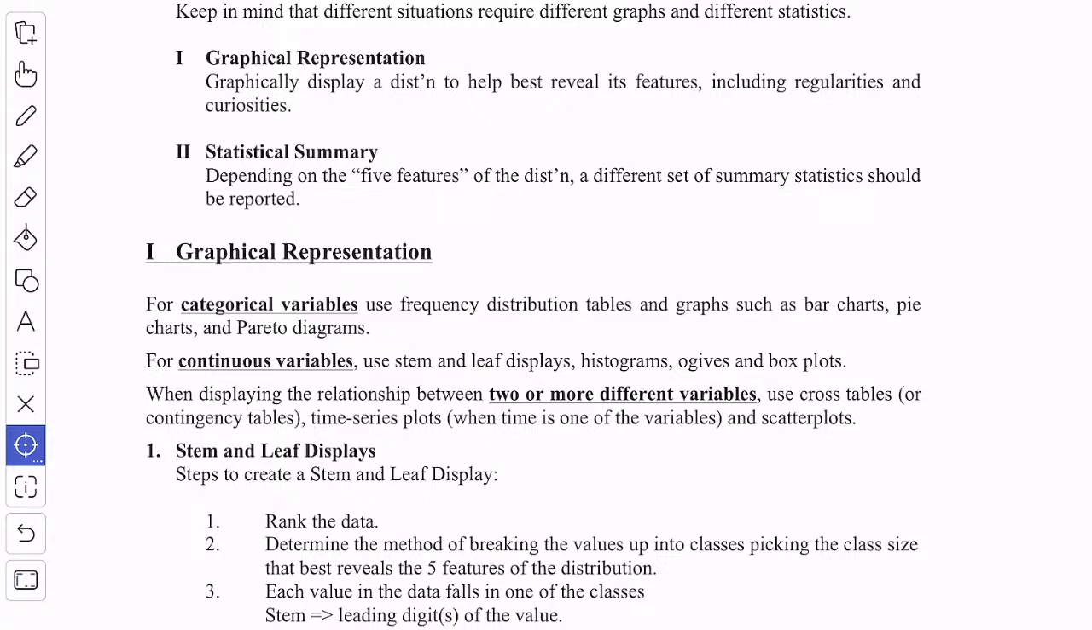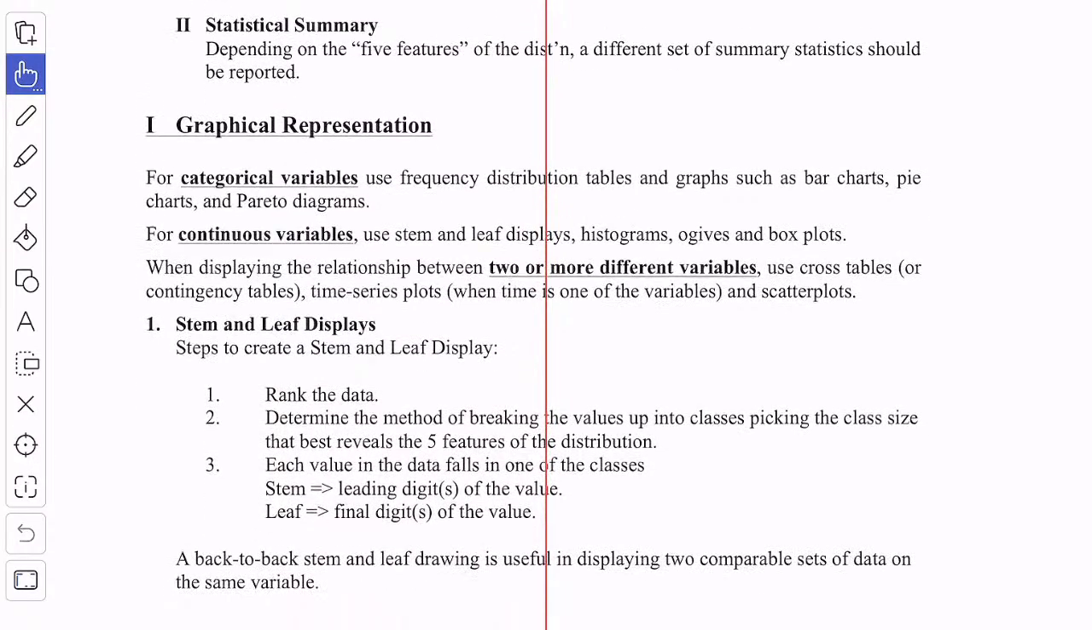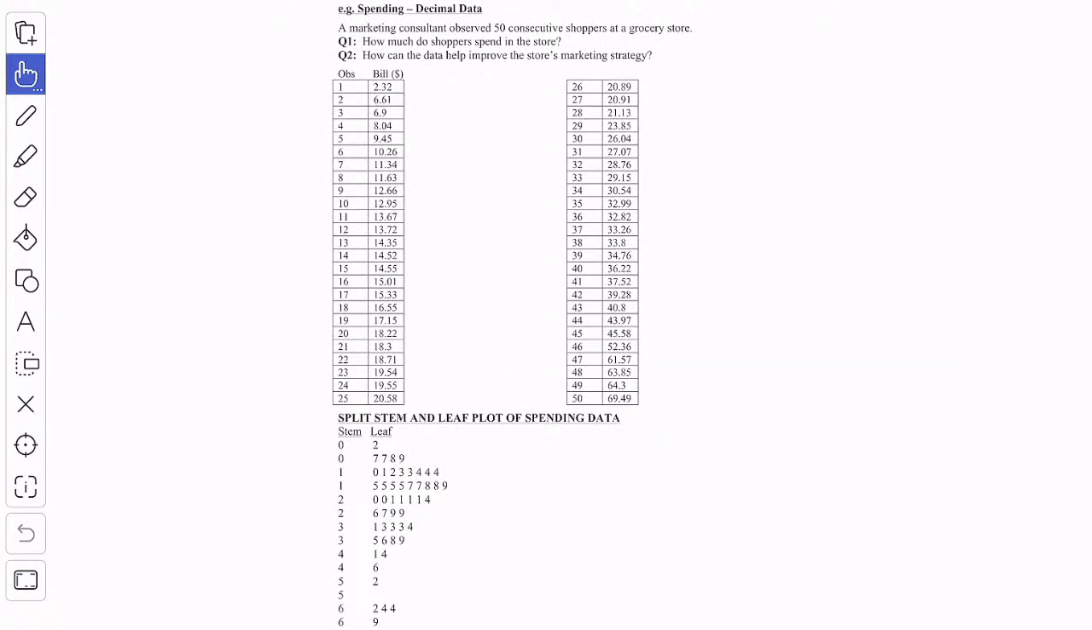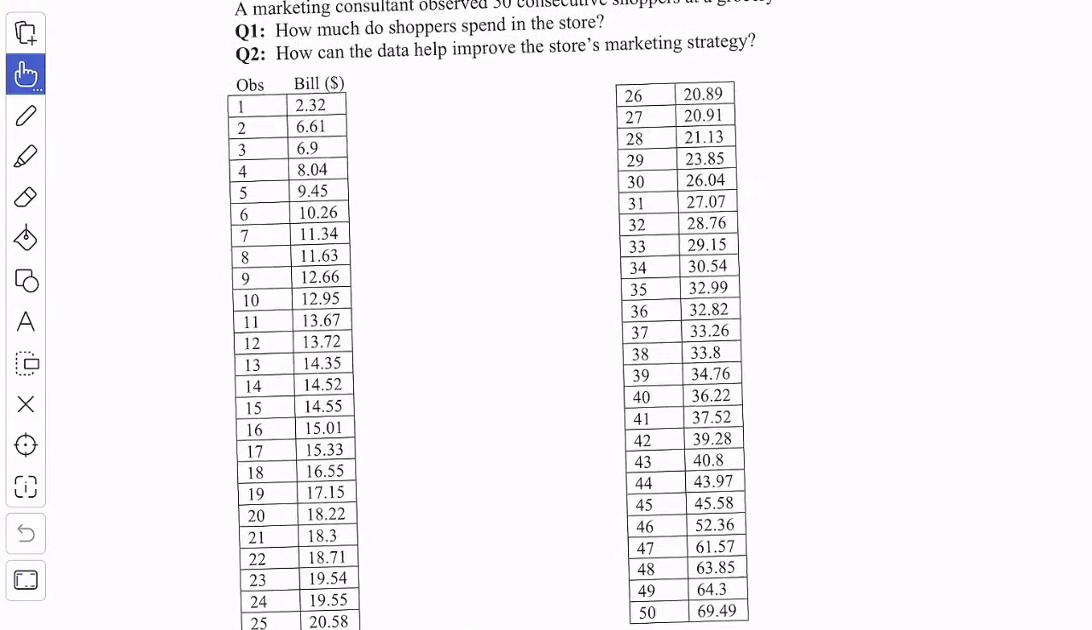So for continuous variables, we're going to learn how to use stem and leaf displays, histograms, and we're not going to do it, guys, but you can look it up, box plots. So I'm not going to focus on that, but I'll throw it in there. And so my focus is going to be on stem and leaf, histograms, and box plots. So I begin with an example of stem and leaf. I have the steps outlined here, but it'll be best to begin with an example. So here's my data.